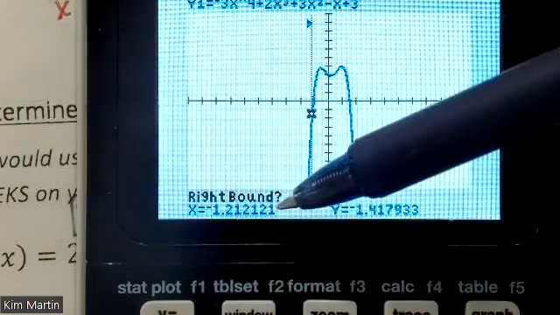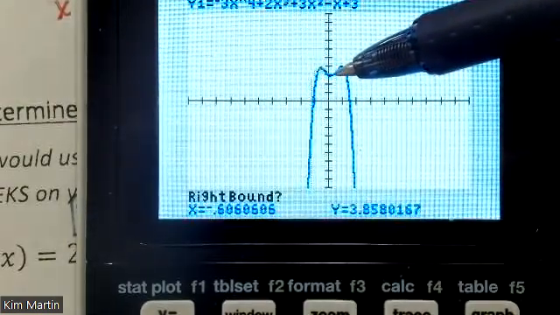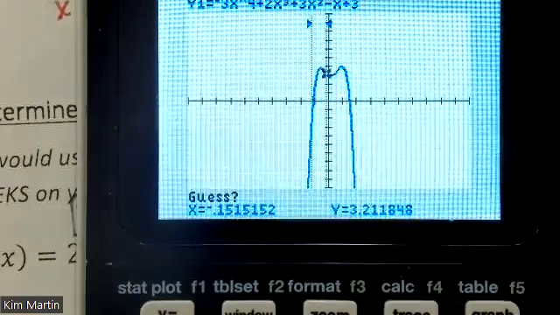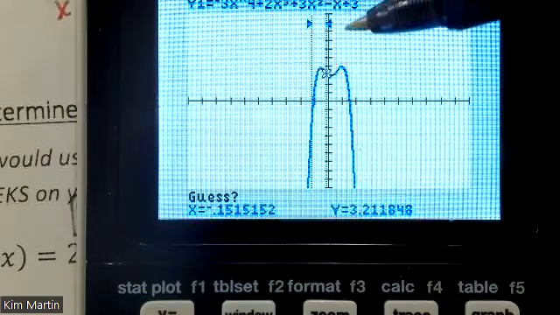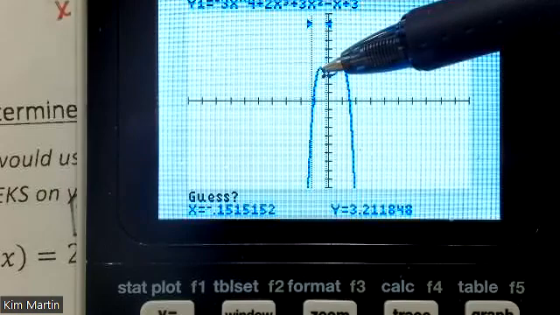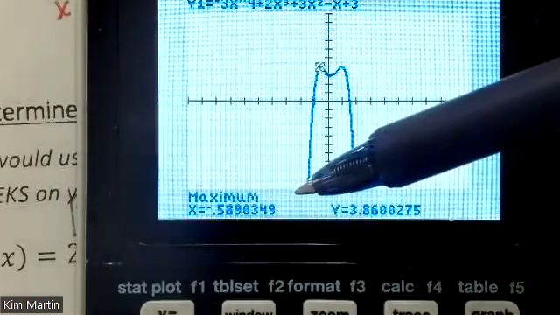Then it asks for the right bound. So you got to be on the right-hand side of that hill and hit enter. And then I don't care where you put it for the guess. You can just hit enter. I noticed I didn't even move mine. I can hit enter again, or I can place it up here. It doesn't matter. And it gives me my point.